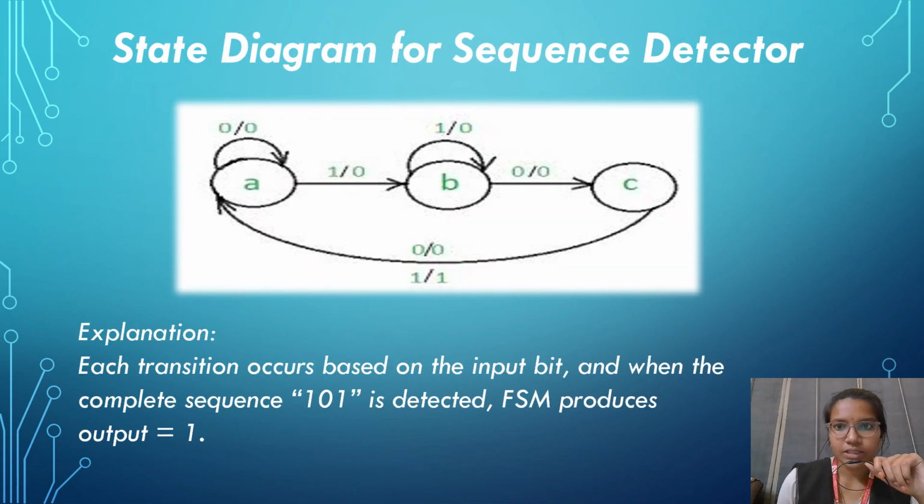The state diagram for the detector is as follows. We can see that if we give 1, it goes to the next state. If we give 0, it goes to the next state, and if we give 1 or 0, it goes to the next state. Explanation: transition occurs based on the input bit. When the complete sequence 101 is detected, FSM produces output 1.